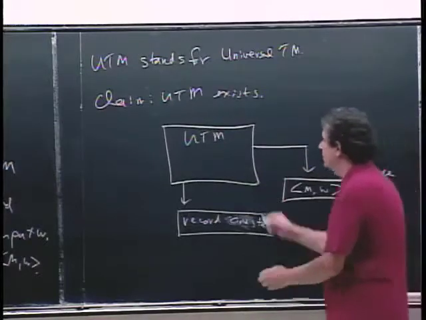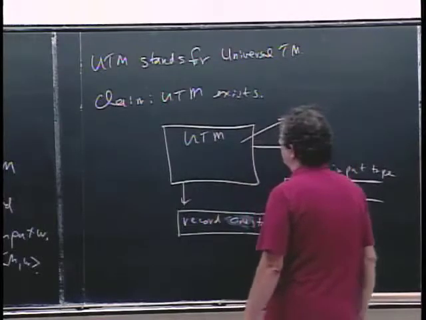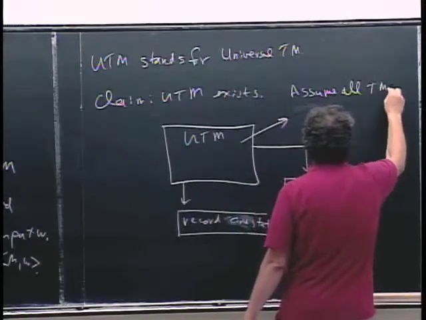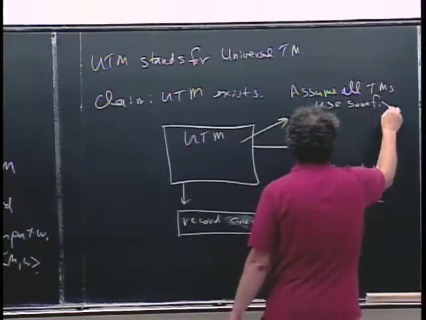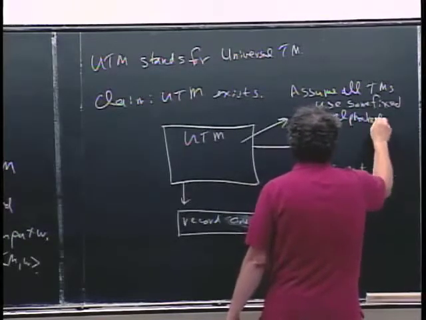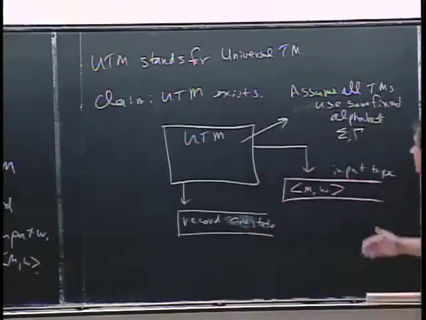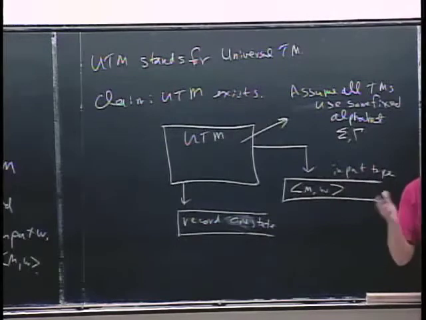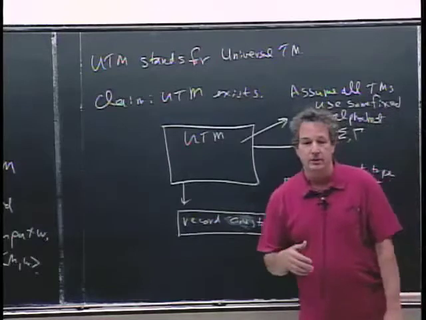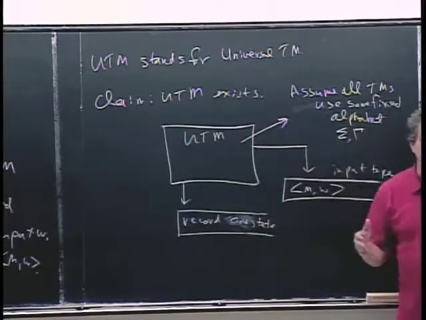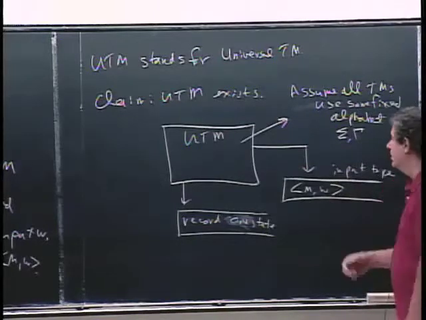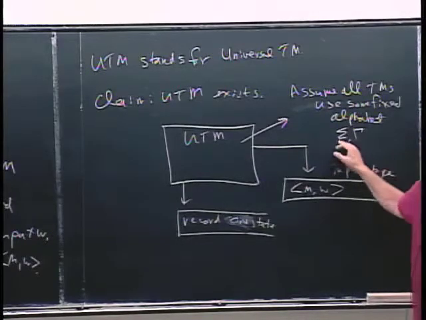Now, what about the alphabet for the UTM? I will assume that all Turing machines use some fixed alphabet. They have sigma and gamma. And why is it okay to assume that? In what we've been dealing with so far, we had Turing machines with different alphabets. Sometimes it was binary, sometimes it was some number of letters, and so on. But ultimately, all alphabets can be rewritten in binary anyway. However rich the actual alphabet is, it can be rewritten in terms of a binary alphabet.